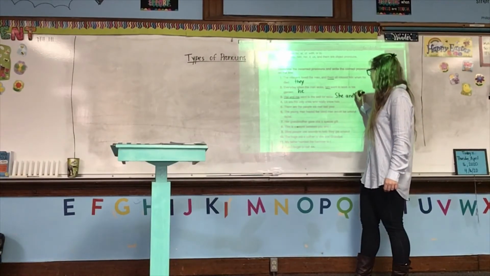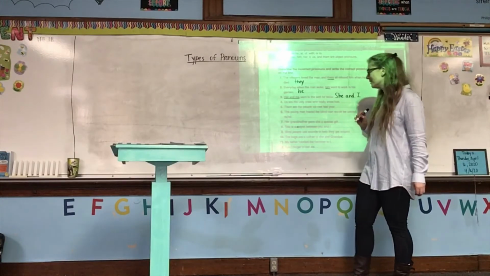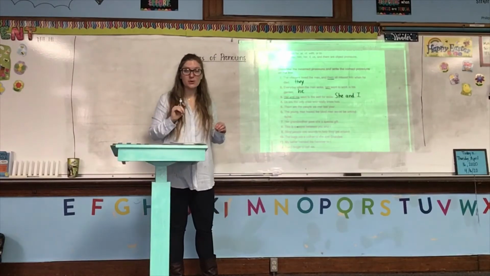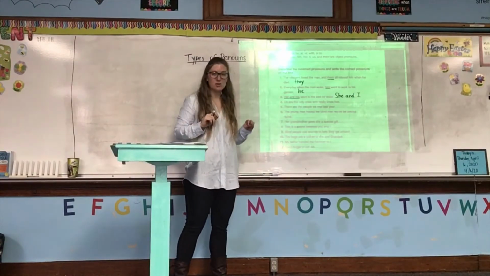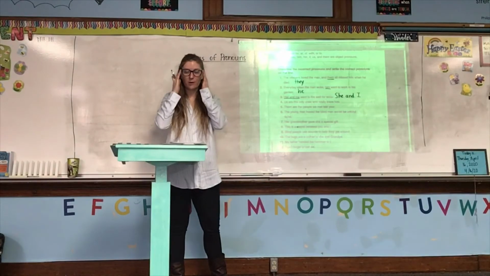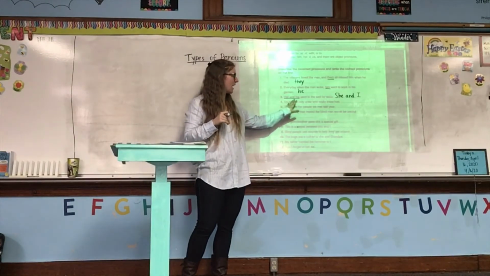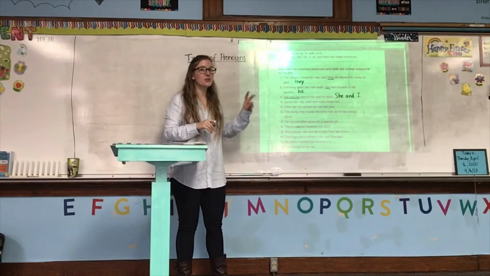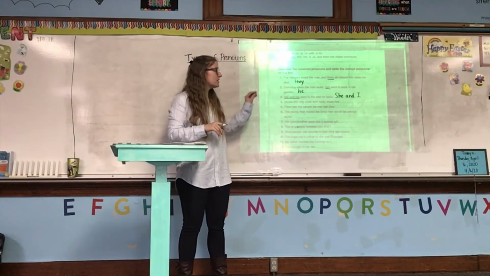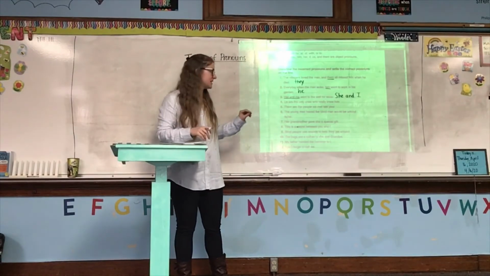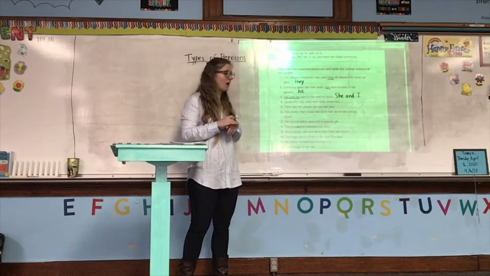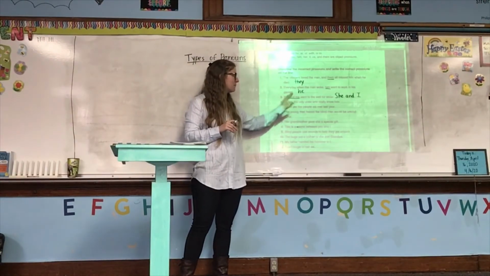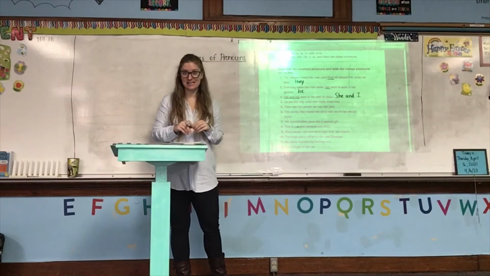She and I went to the well for water. If you separate those, it sounds correct. She went to the well for water. I went to the well for water. So whenever you're trying to figure out whether you need a subject or object pronoun, and you're using more than one, separate those pronouns and see if they sound right. So her and me went to the well for water may not sound too bad to some of you, but her went to the well for water and me went to the well for water does not sound right.